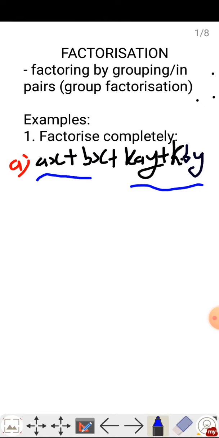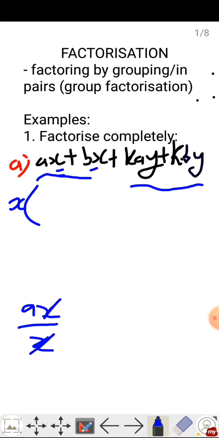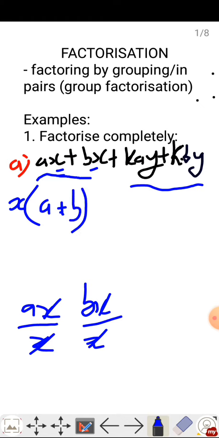Okay, so we'll start with ax plus bx. Okay, so you start by taking the common factors. So x and x, that's the common factor of the first pair. Okay, then now you have to divide. Okay, ax over x, so x and x cancel, so you have a plus, then now bx over x, x and x cancel, you have what? B. So that's the first one.